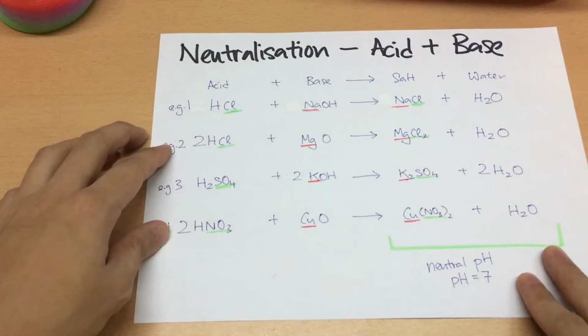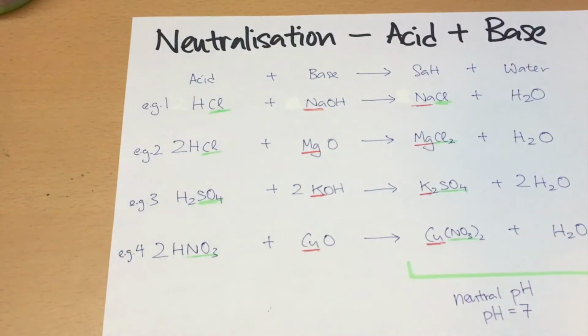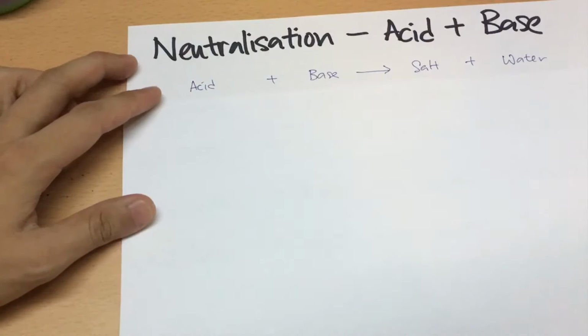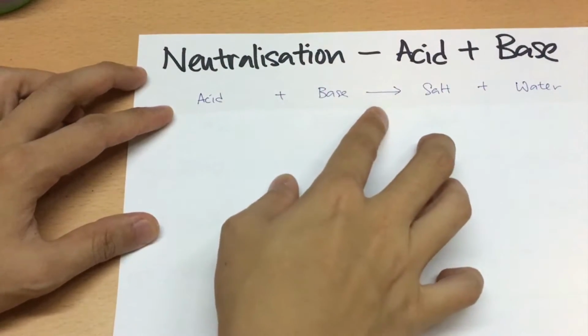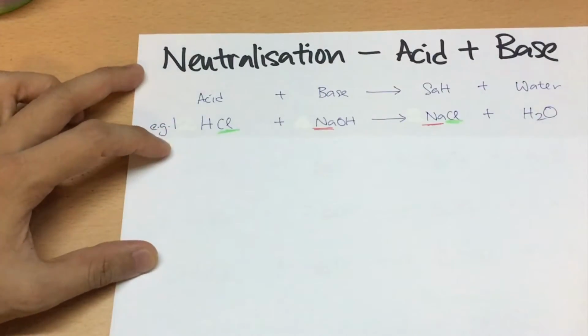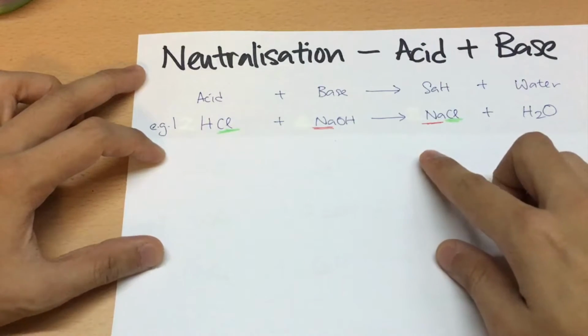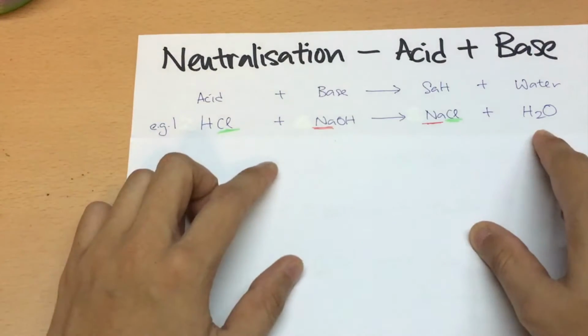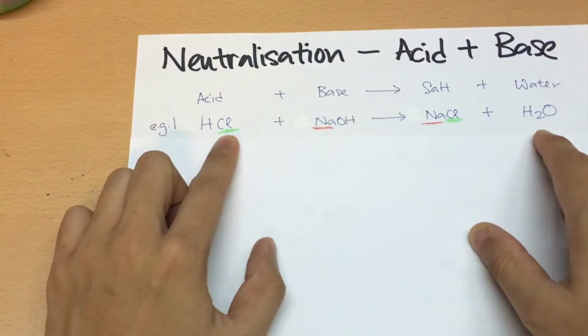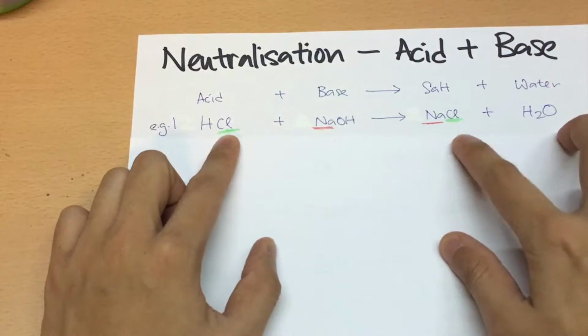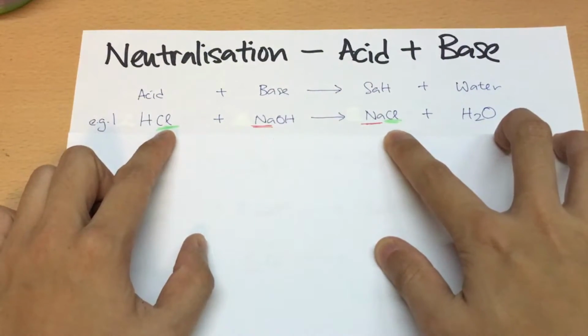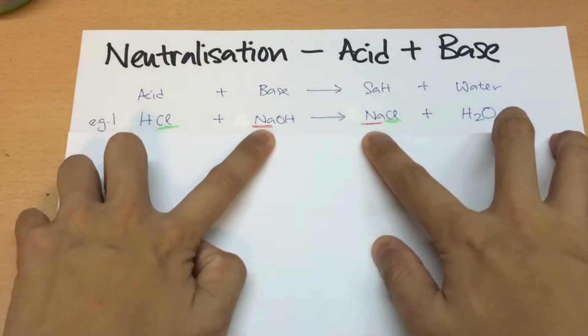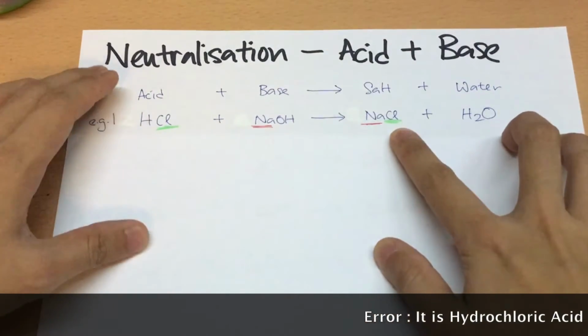There are two important reactions that bases go through. The first one is known as neutralization. Neutralization is the reaction between an acid and a base. The reaction of hydrochloric acid and sodium hydroxide will give us salt and water. As hydrochloric acid will always form a chloride salt, the salt is sodium chloride. Notice that the cation is from the base, while the anion is from the acid.